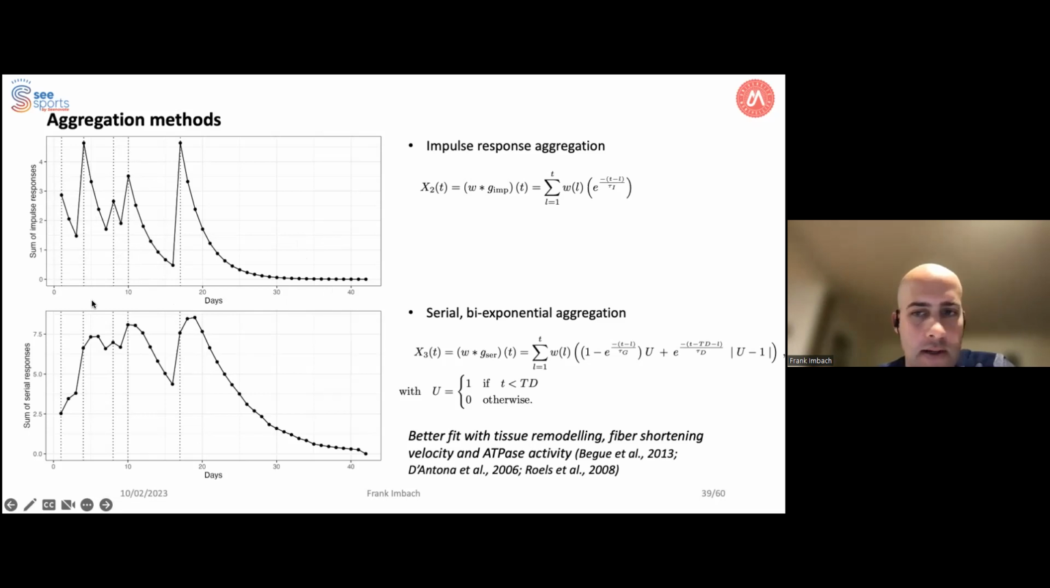In this figure, the vertical dotted line represents each training session, while the points represent each day, with or without training sessions.